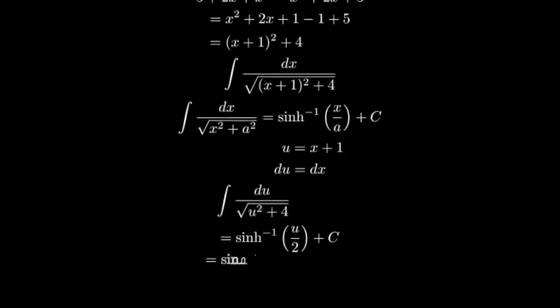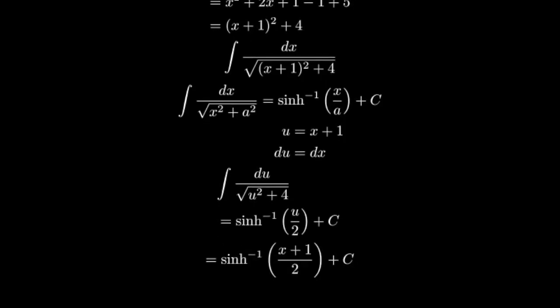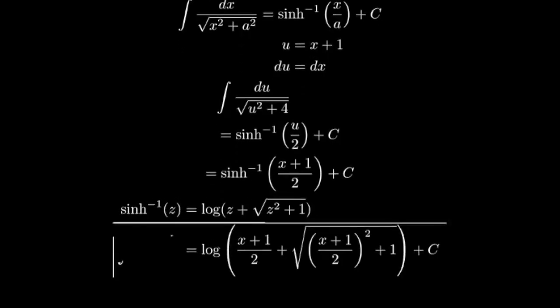Now we substitute back x plus 1 for u, giving us the inverse hyperbolic sine of quantity x plus 1 over 2 plus c. Finally, we can express this using logarithms.